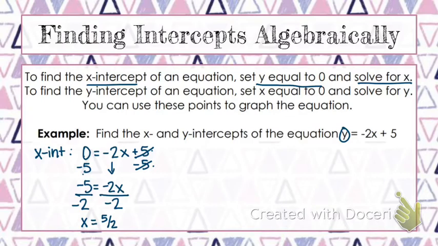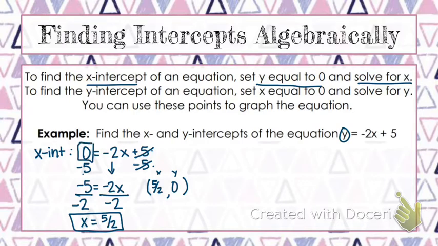But the X-intercept is a point on a graph, and points have to be written in ordered pairs. So we have to have an X and a Y value for our X-intercept. So this says that X equals 5/2. So that's easy. But what does Y equal? Well, if you remember in the beginning of this, we replaced Y with 0.